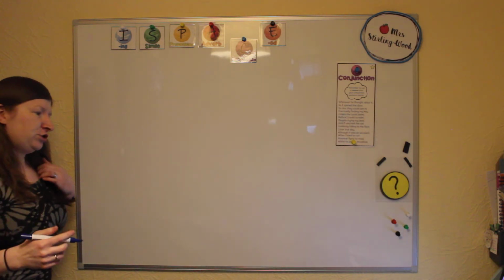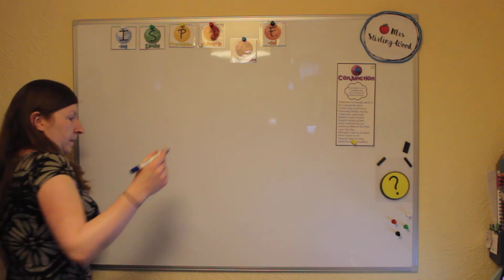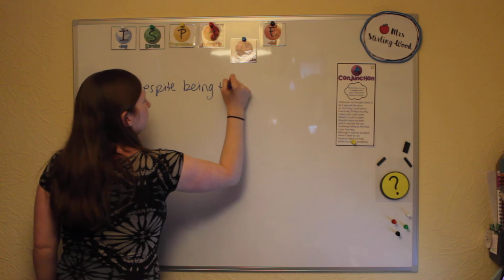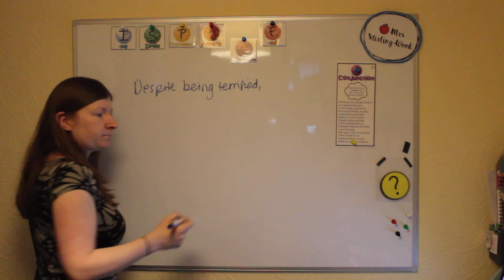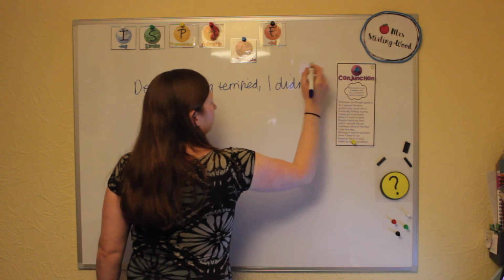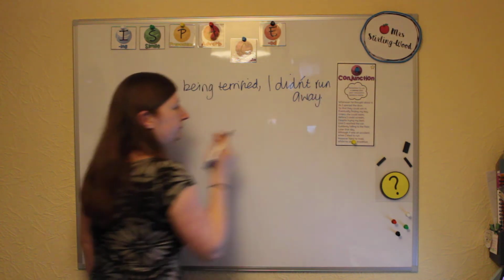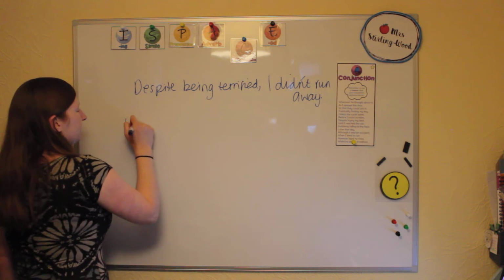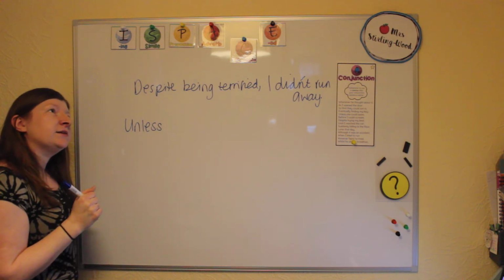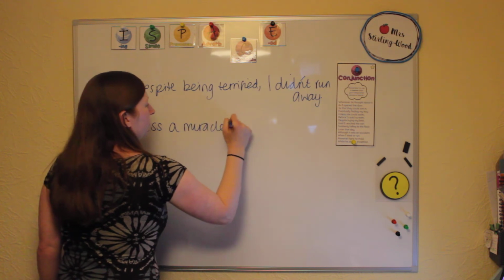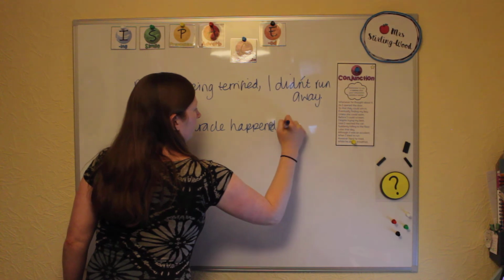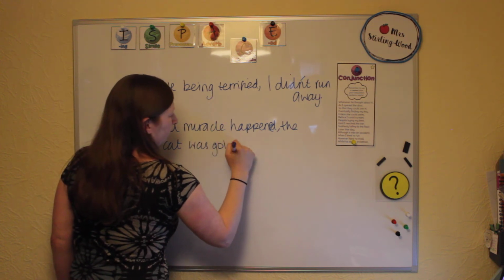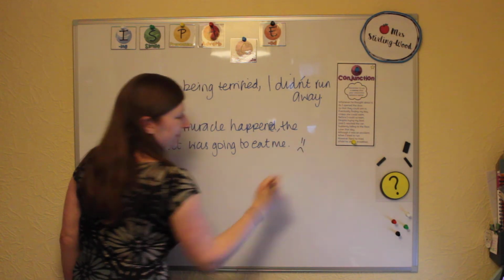Let's have a think of a conjunction. I'm going to use despite. Despite being terrified, I didn't run away. Let's have a think, what else could we have? We could make one saying, unless a miracle happened, the giant cat was going to eat me. Full stop, sad face.